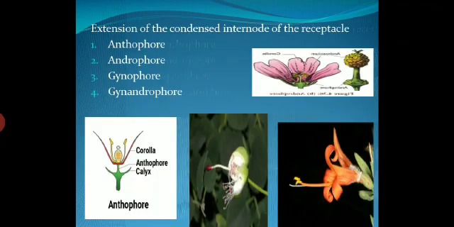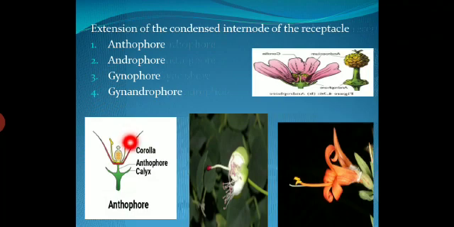Next one, the extension of the condensed internode of the receptacle. It is divided into four types. First one, anthophore, androphore and gynophore. Last one, gynandrophore. First one, anthophore. The anthophore is the internodal elongation between calyx and corolla.